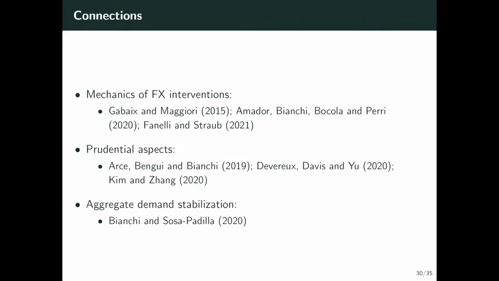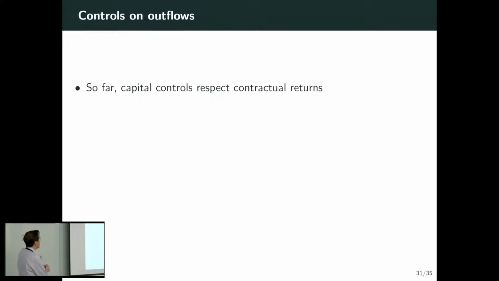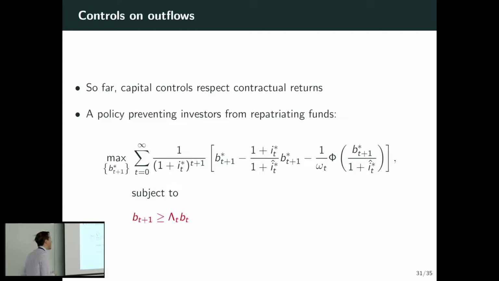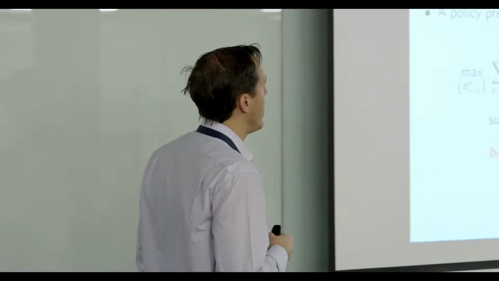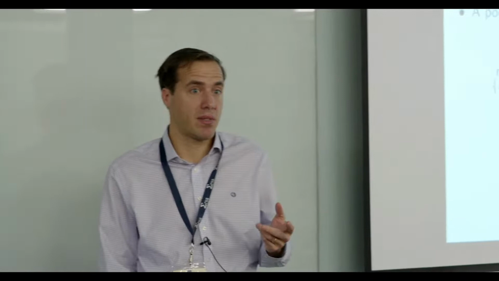Now, the question that Larry asked goes back to the problem of Lebanon, or you can argue Iceland, Malaysia, many countries. So think about a different type of capital control, where instead of taxing or subsidizing foreign borrowing, we prevent investors from repatriating the funds. That's more of an intervention that is really going to violate some of the contracts.